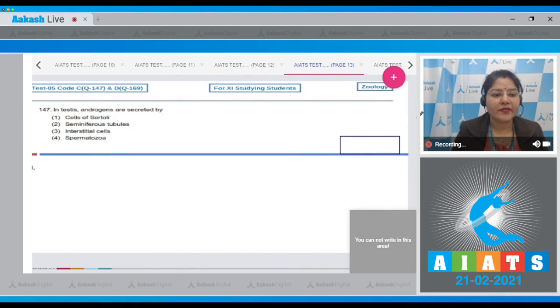Question number 147. In testes, androgens are secreted by, and the options given are cells of Sertoli, seminiferous tubules, interstitial cells, and spermatozoa. Androgens are secreted by Leydig cells or interstitial cells.